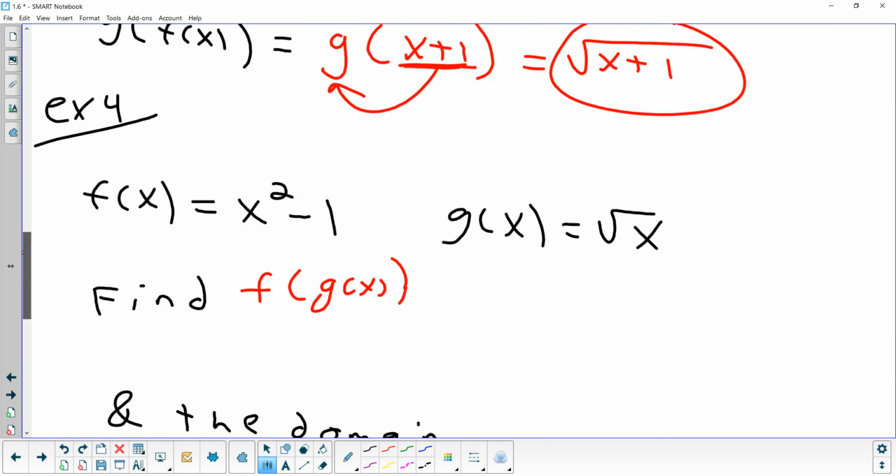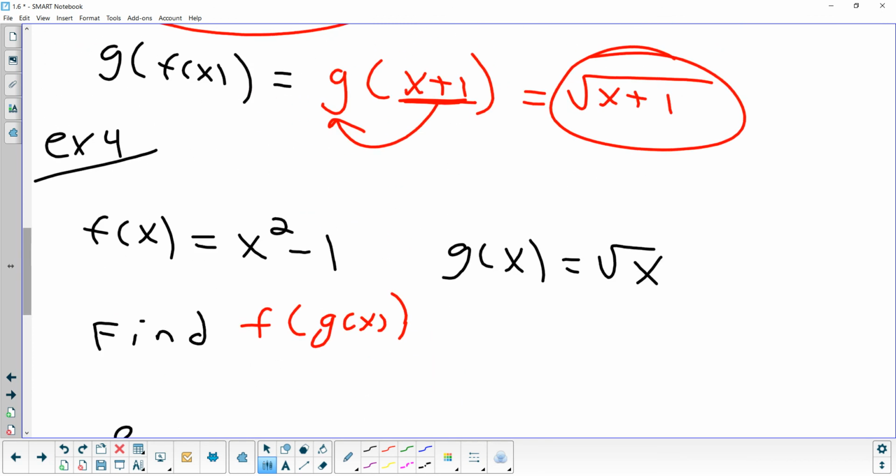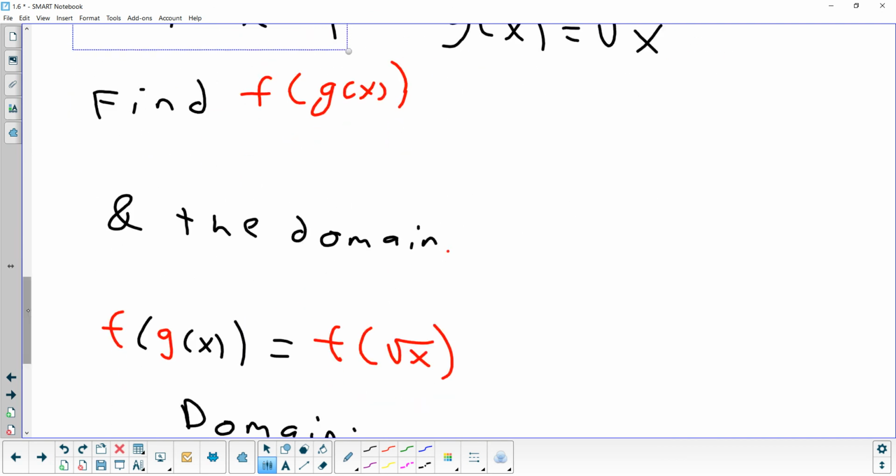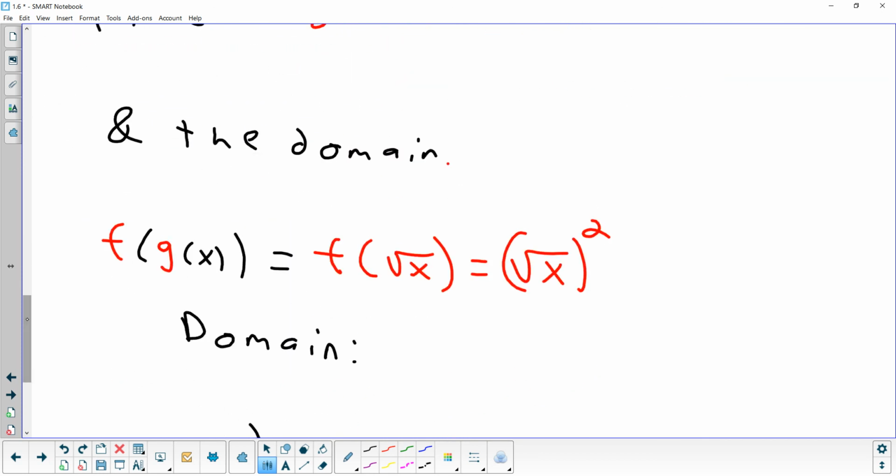So let's look at that. We're going to replace x with square root of x. Square root of x squared minus 1. And Jake, what does that simplify to? X minus 1.